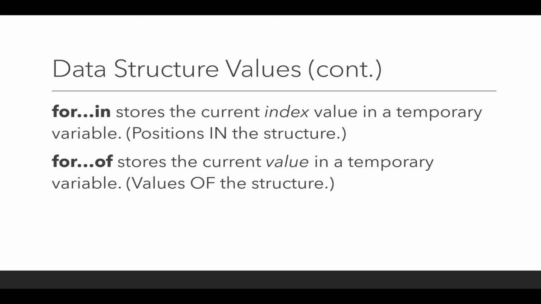A for in loop stores the current index value in a temporary variable. These are positions in the structure. A for of loop stores the current value in a temporary variable, values of the structure.